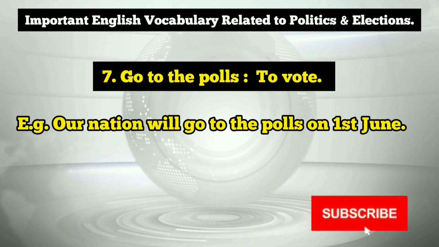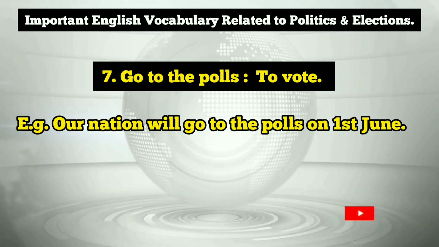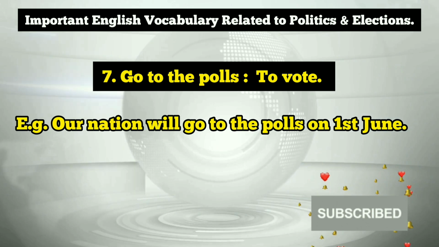Our nation will go to the polls on 1st June. That means our nation will vote. The voting will start on 1st June. I'm quite sure it's clear.